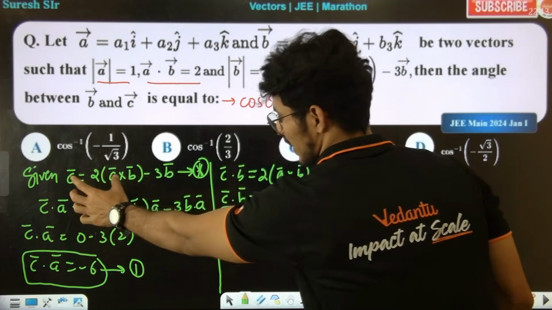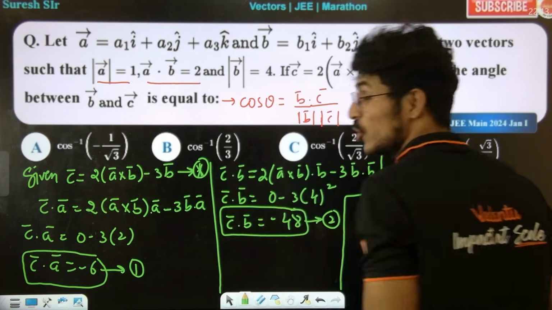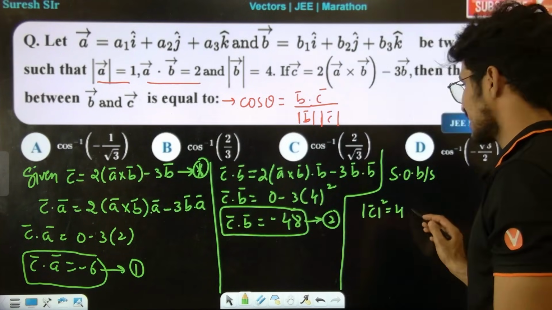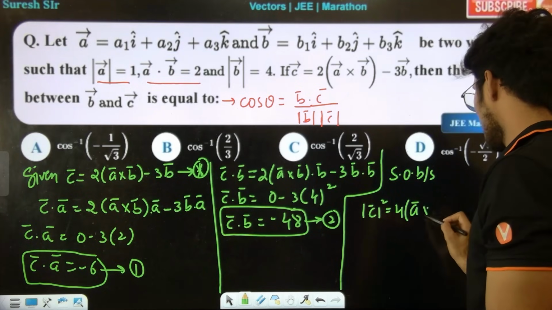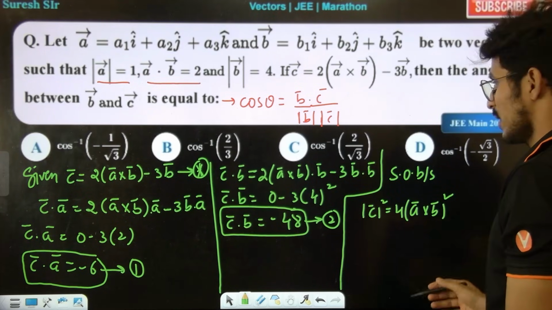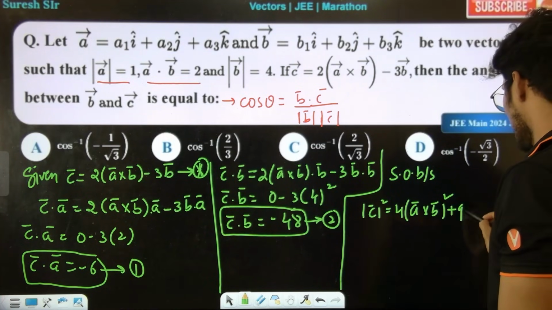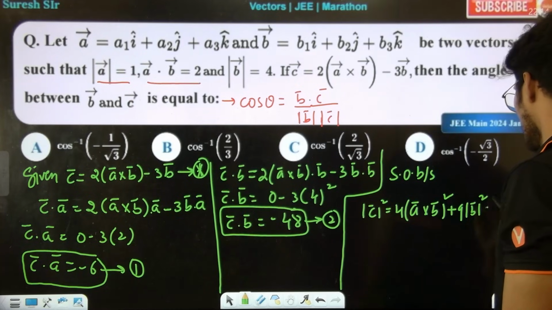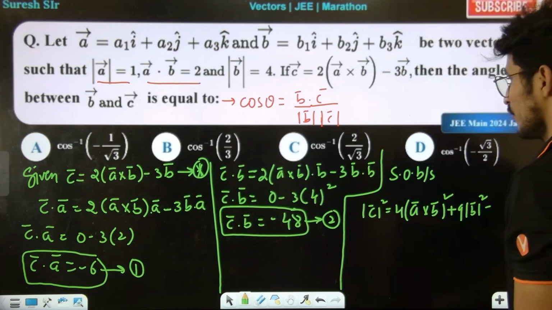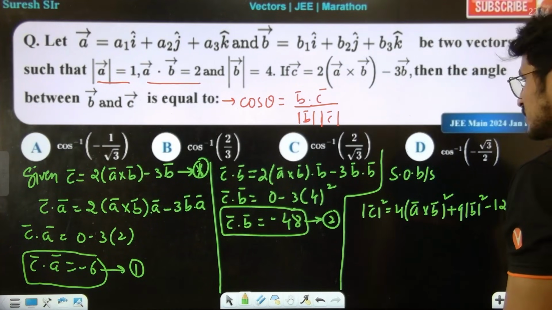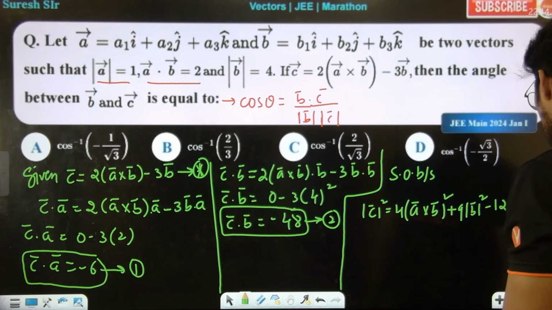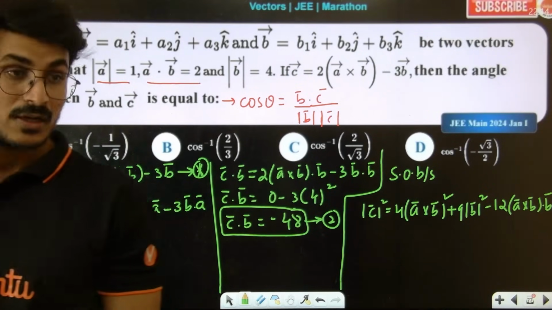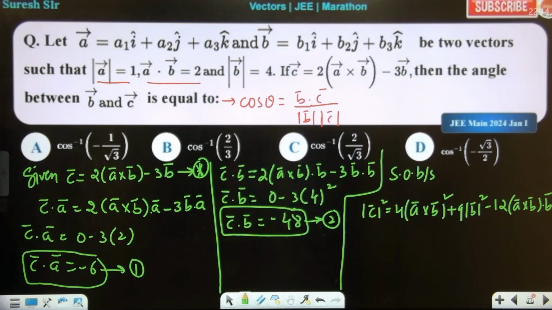Check, magnitude of C square. The A minus B whole square means what? Sir, 4 A cross B whole square plus 9 magnitude of B square minus 2 times 4 and 12 times A cross B dot B. Any doubts? Tell me. So what is A cross B whole square, sir?